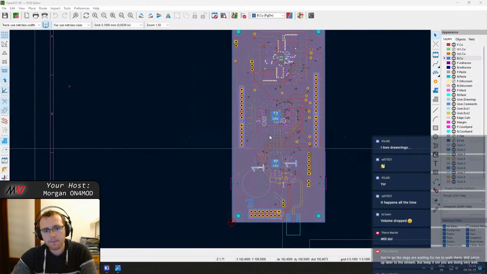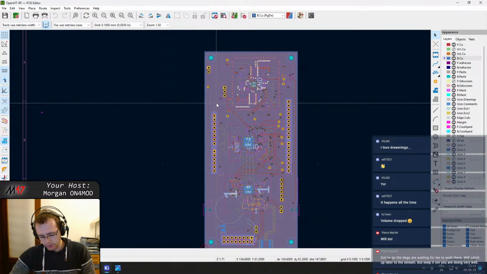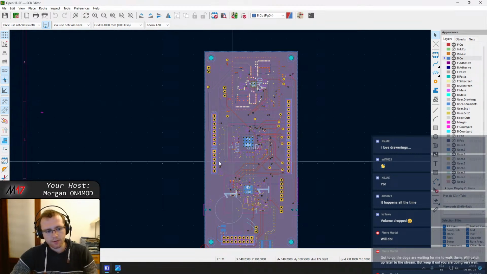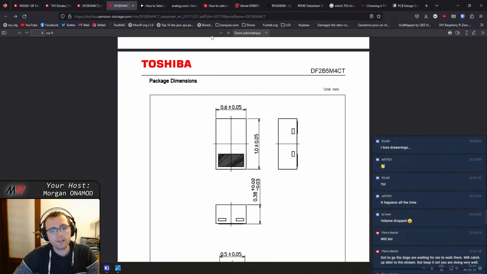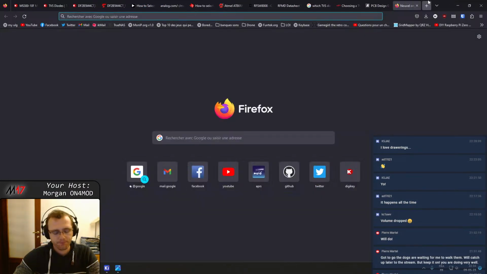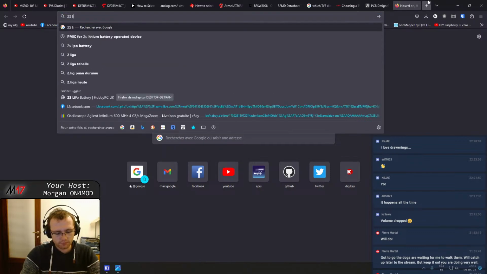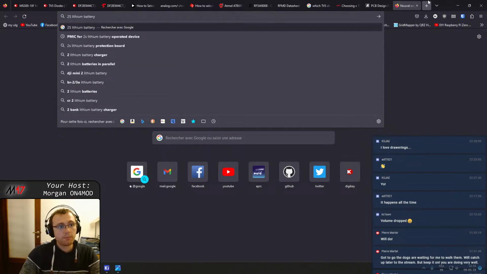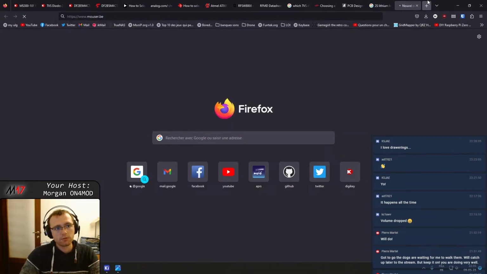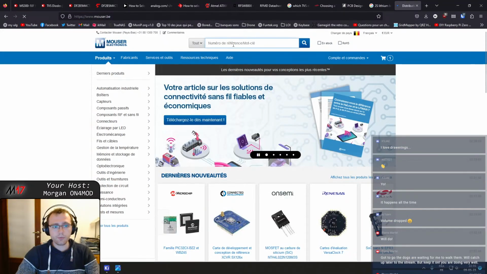Okay, I'm back. So one of the last things that I would like to have a look at while we are streaming is the battery connector. I'm not really sure of what I will be doing, but at least in my mind it makes sense, so let's do that. Maybe we can start looking at Mouser if they have some of what we are looking for.